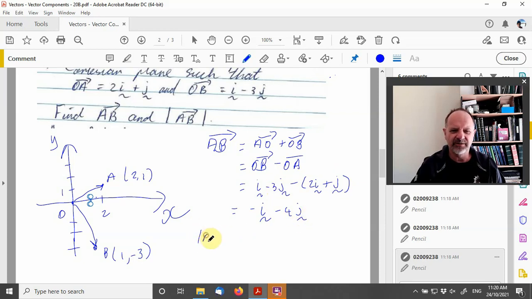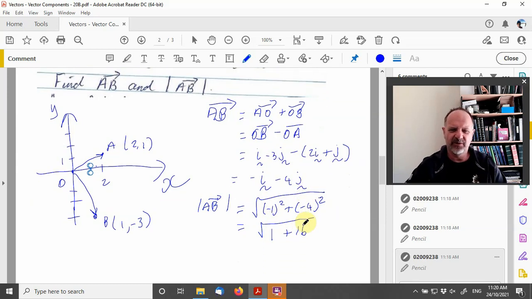So the magnitude of AB would be the square root of how many lots of i? You've got -1, so -1 squared, and you've got -4 lots of j, so -4 squared. So what have we got? The square root of 1 plus 16, and so our final answer here will be square root 17. That's the magnitude of vector AB.